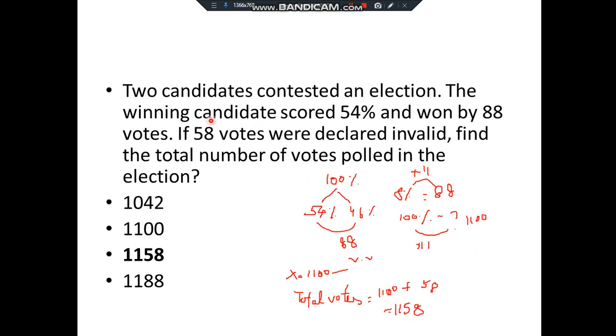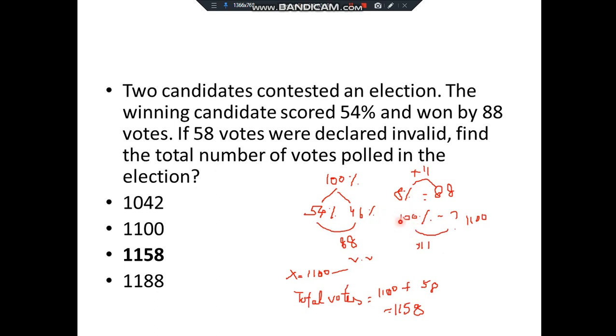Okay, we'll go with the next step. See, two candidates contested an election. The winning candidate scored 54% and won by 88 votes. If 58 votes were declared invalid, find the total number of votes polled in the election. See, as usual, 100%. What have they given? The winning candidate scored 54. So 100 minus 54, that is 46%, is the losing candidate. And won by 88 votes means the difference between them is 88, which is 54 minus 46, is 8%, right? So 8% is equal to 88.